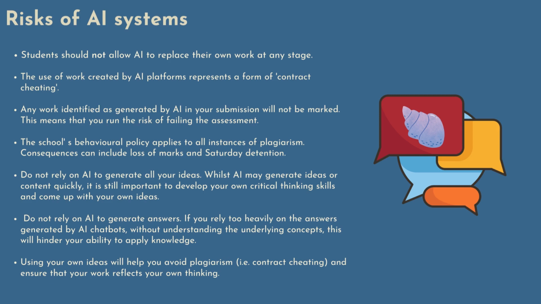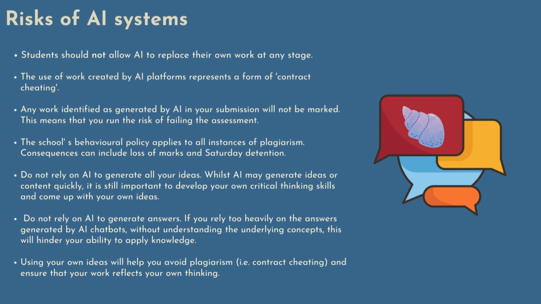The use of AI programs like ChatGPT and Conch represent a form of contract cheating. Contract cheating as a form of plagiarism was covered in Module 2, and consequences can include a loss of marks and a Saturday detention. Be wary of using AI too much.